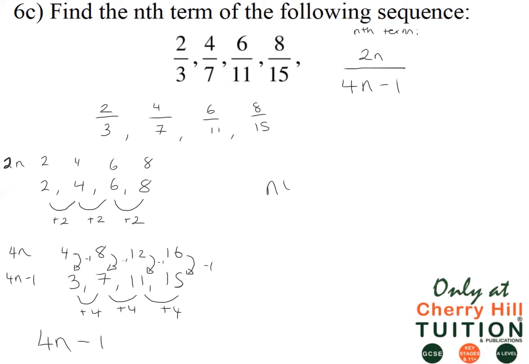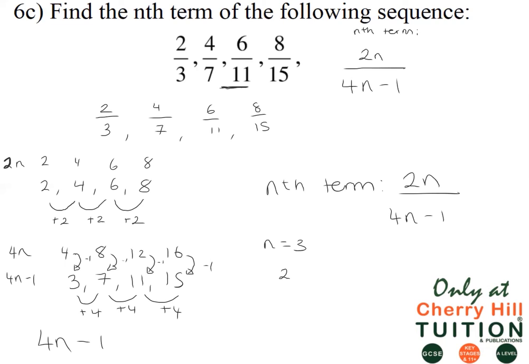Okay, so the nth term is 2n over 4n minus 1. So quite straightforward. We just had an extra step. Now let's check if our answers are correct. Let's just pick a random term and substitute our value of n to see if we get the same term. So if we choose 6 over 11, which is the third term, and at the third term, n is equal to 3, so if we substitute n is equal to 3, we should get 6 over 11.